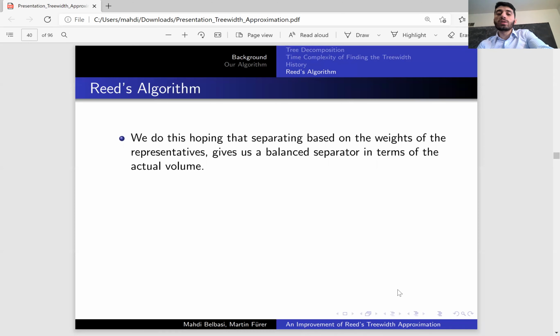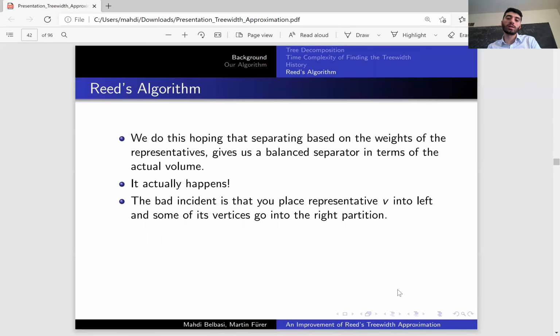So there is one thing here. We separate representatives, hoping that the entire graph is separated in a good way. But how can we be sure? So let's look at the bad incident. What is a bad incident?